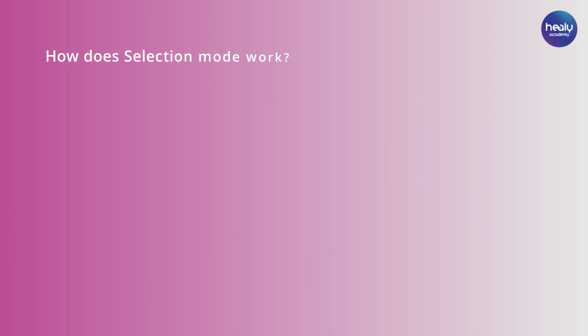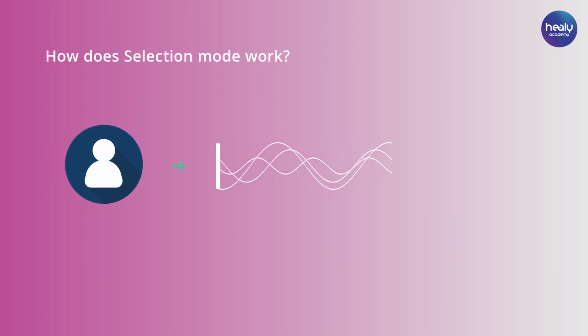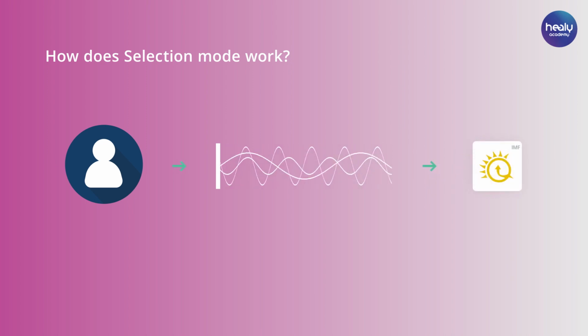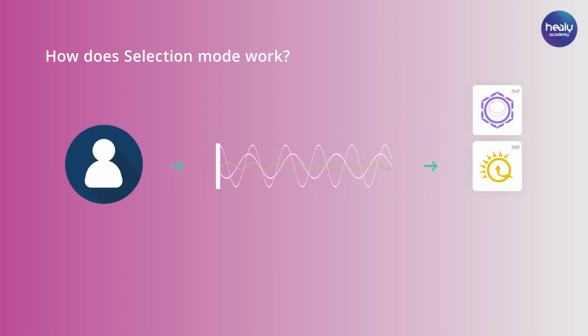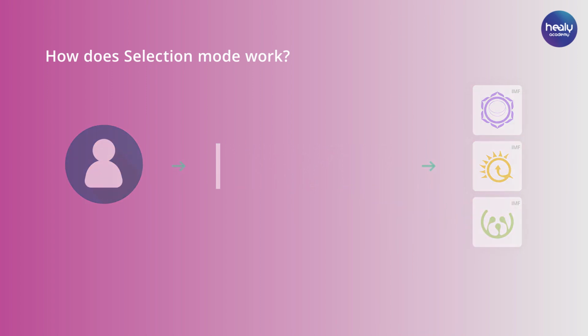How does selection mode work? In selection mode, a professional time waiver frequency user has selected specific frequencies for a given topic from the 144,000 gold frequencies defined by Nuno Nina or by some other experts. This is the main reason why there are so many different IMF programs.